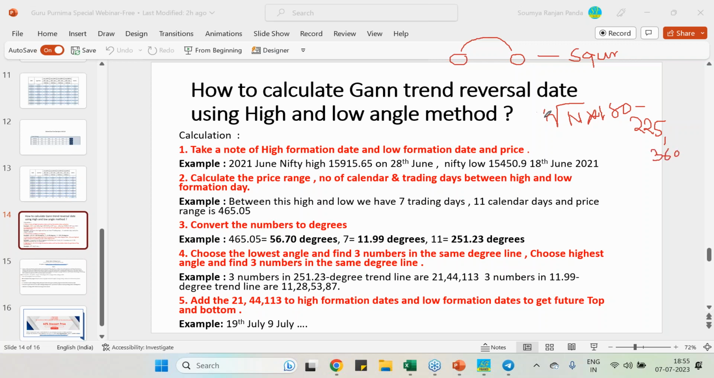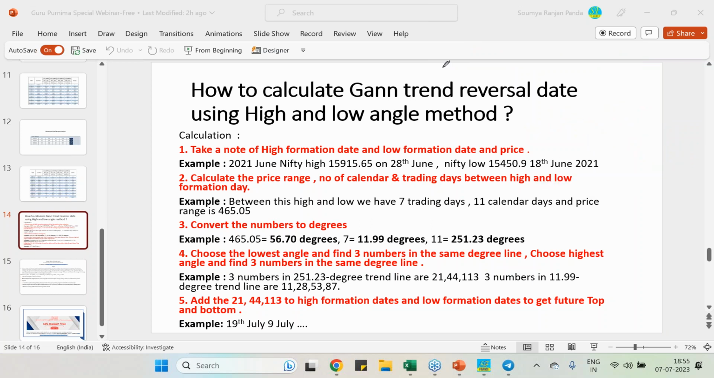Then a mod function is applied, mod in Excel. So you will get the remainder of this equation. The remainder of this equation is known as the degree of that number, the degree representation of that number. So that is the square.